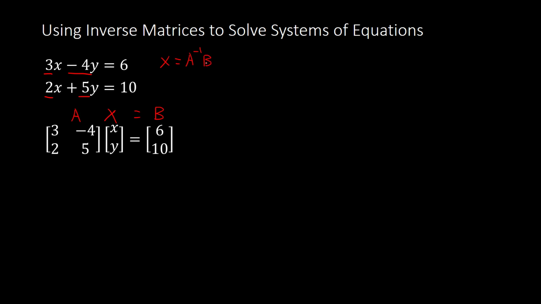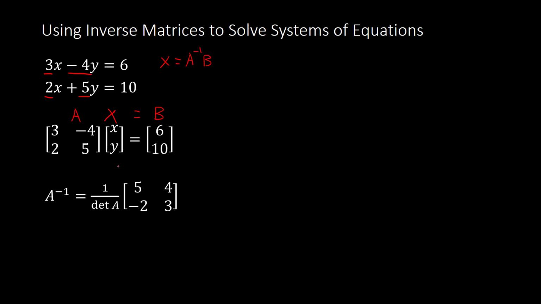So to do that, we need to find the inverse of matrix A first. And the inverse of matrix A we find by taking 1 over the determinant of the matrix, and then changing the 5 and the 3 around, and then changing the signs of the -4 and the +2.